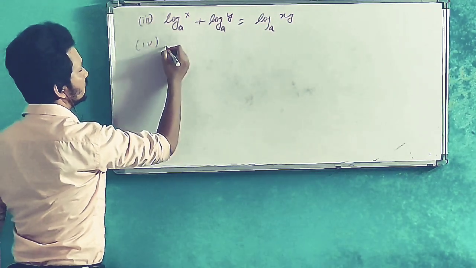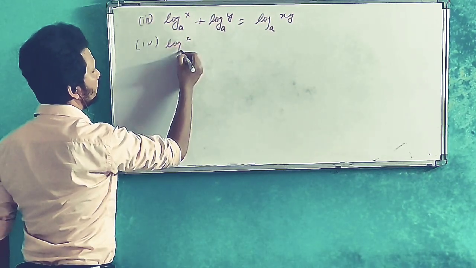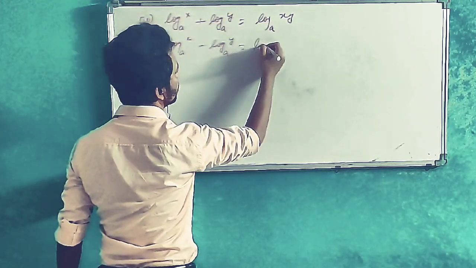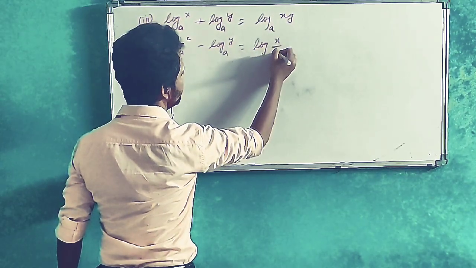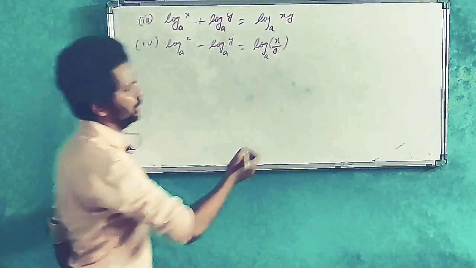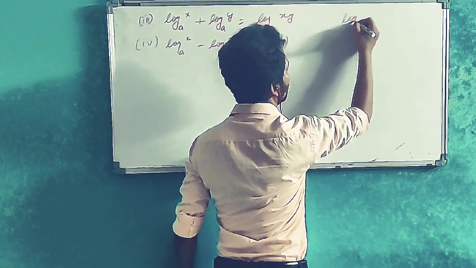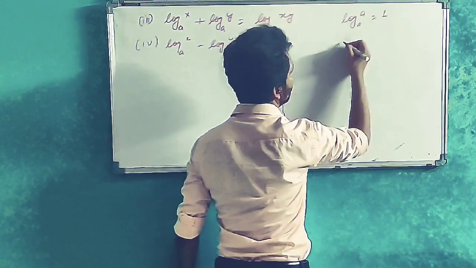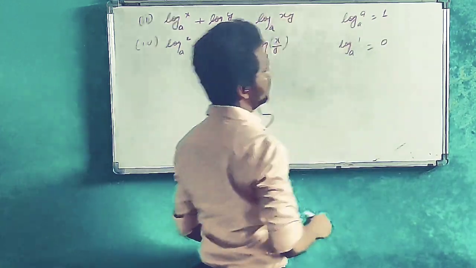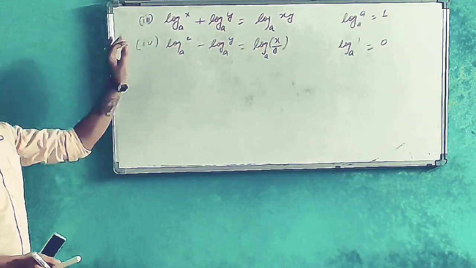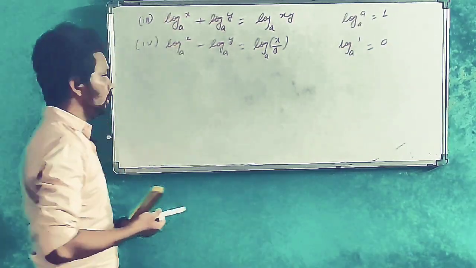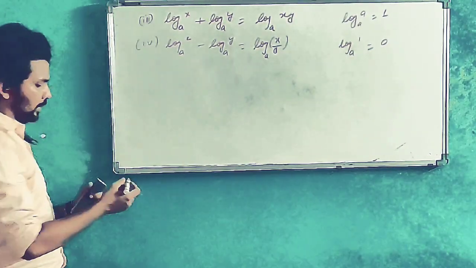And the fourth property was log x base a minus log y base a is equal to log x by y base a. And the first properties were: log a base a is equal to 1 and log 1 base a is equal to 0. These four properties I discussed in the last video also. Now, the fifth property.